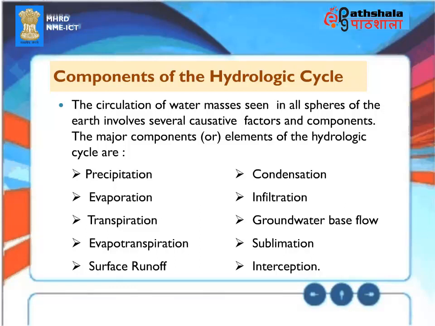Components of the hydrologic cycle. The circulation of water masses seen in all spheres of the earth involves several causative factors and components. The major components or elements of the hydrologic cycle are precipitation, evaporation, transpiration, evapotranspiration, surface runoff, condensation, infiltration, groundwater baseflow, sublimation, interception.